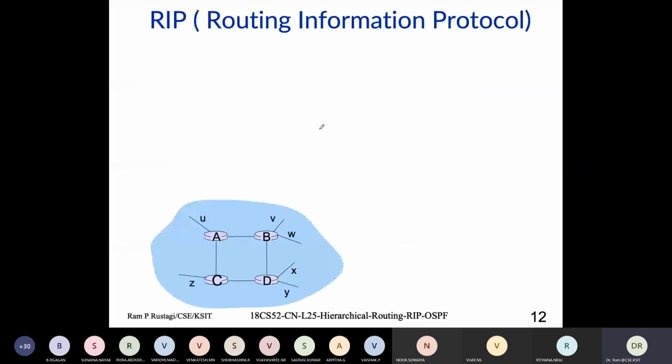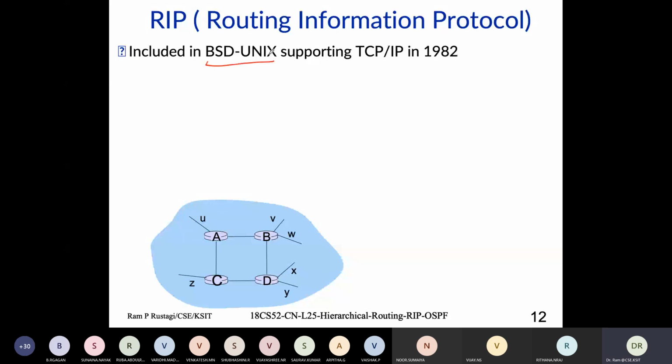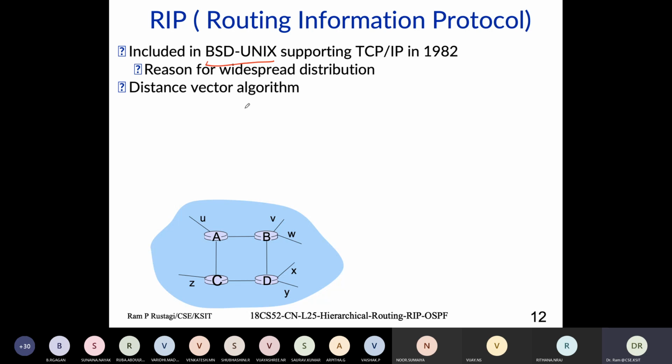Let's understand how the RIP protocol works. RIP, the Routing Information Protocol, was first available as part of BSD Unix, which is Berkeley System Distribution Unix 4.2, as part of the first TCP/IP implementation. So the first TCP/IP stack was available in BSD Unix. Windows 95 was the first Windows with built-in network support. Windows 3.1 before that had no networking support and you had to run a separate networking stack. Because RIP is available by default in Linux, it became more widespread and people adopted it.